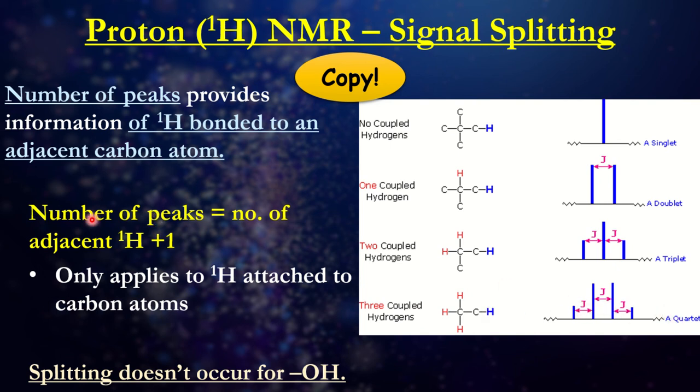Now there is a little rule that we use, so we say the number of peaks will equal the number of adjacent hydrogens plus 1. So if we have one peak, that obviously just represents the one hydrogen there. If we have two peaks, that represents the one peak of the hydrogen we're looking at, and also there being one additional hydrogen on an adjacent carbon. Okay, so this only applies to the hydrogen attached to the carbon atoms. Splitting won't occur if it's a hydroxyl group.